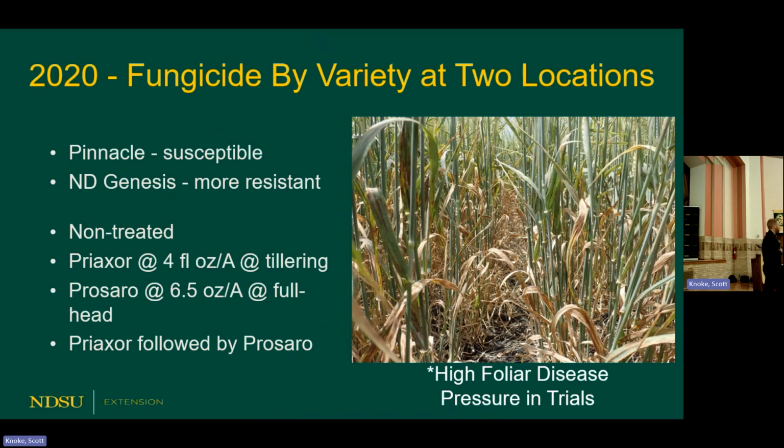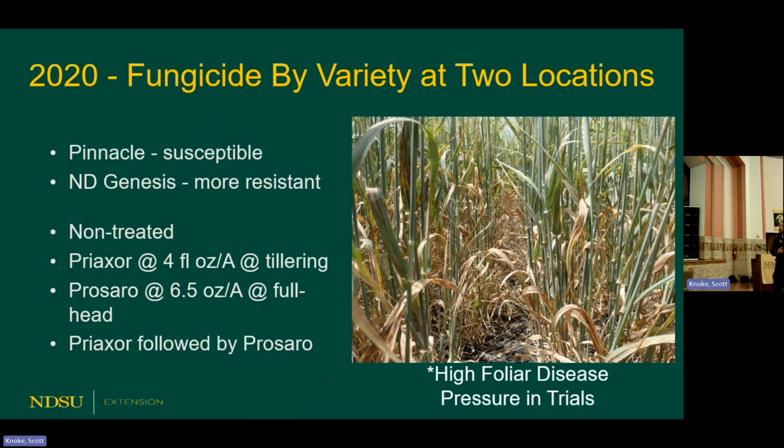For spraying barley fungicide, a lot of my research program has gone into spraying programs, more or less spraying on multiple varieties, fungicide by variety, at multiple locations. What I'm singling out here is a 2020 study. And the key thing I want you to remember is we used 2 varieties that differ in resistance and susceptibility. We picked a fungicide program, a fungicide timing, the variety, and then the combination of the 2. And in this case, it's a very high disease pressure environment across both locations.